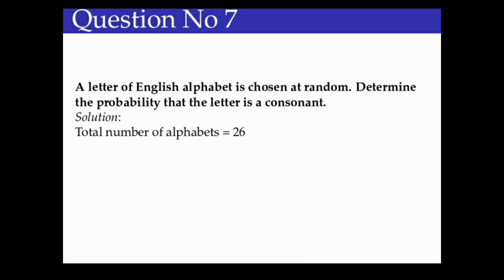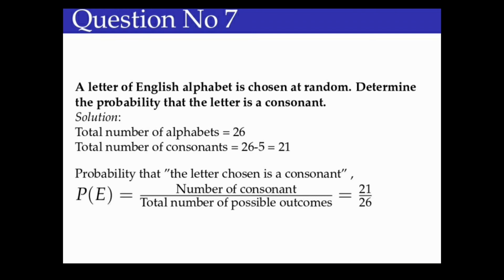Now they are asking what is the probability that the letter is a consonant. So the event E is the sentence in the inverted commas, which is the letter chosen is a consonant. So what is the number of favorable outcomes to this event E? It is the number of consonants in the English alphabet, which is 21, because 5 vowels are there. So the final answer is 21 by 26.